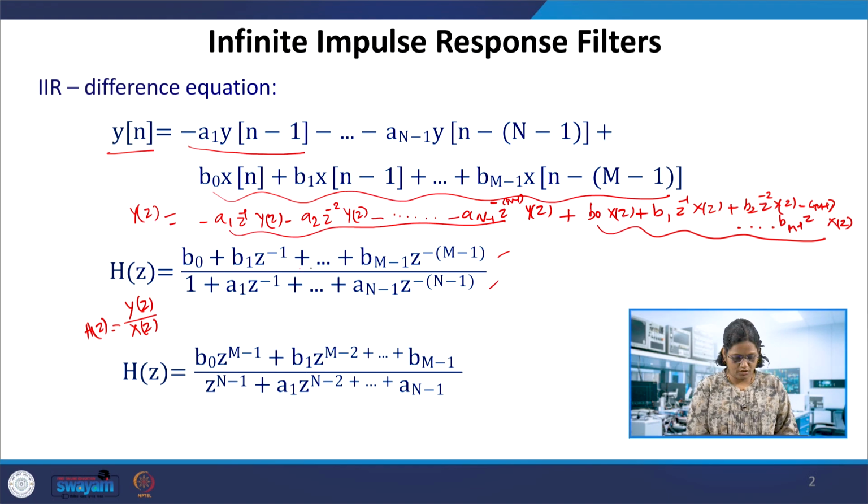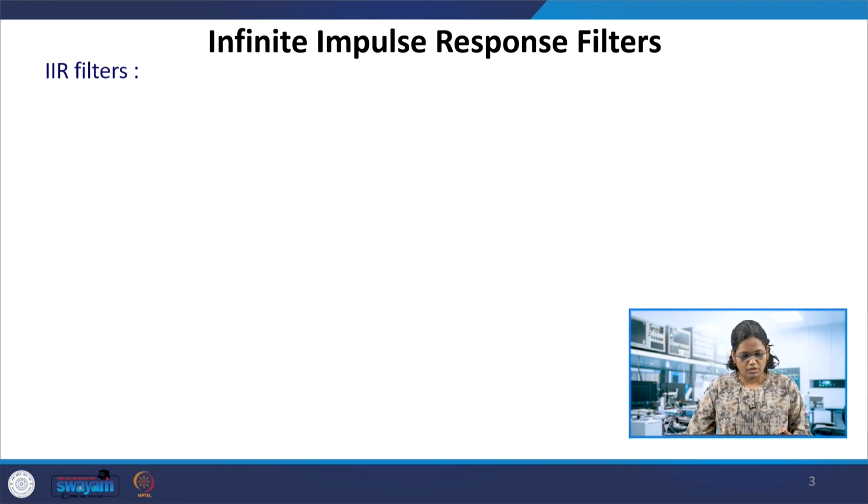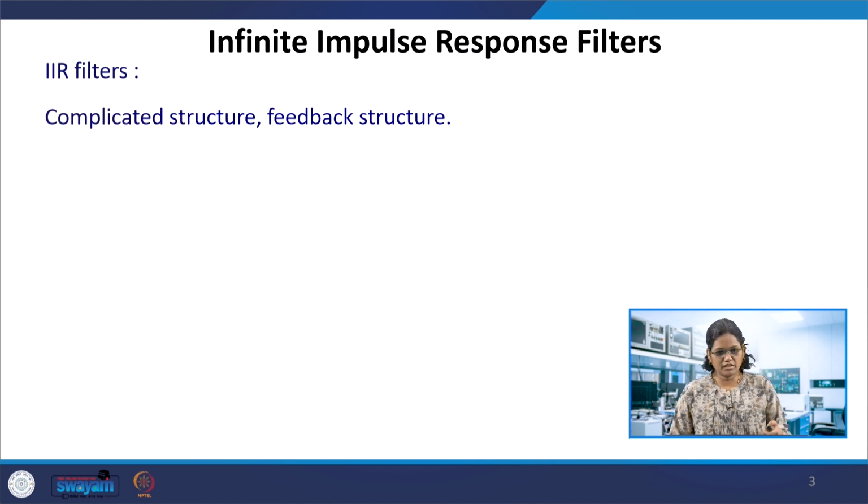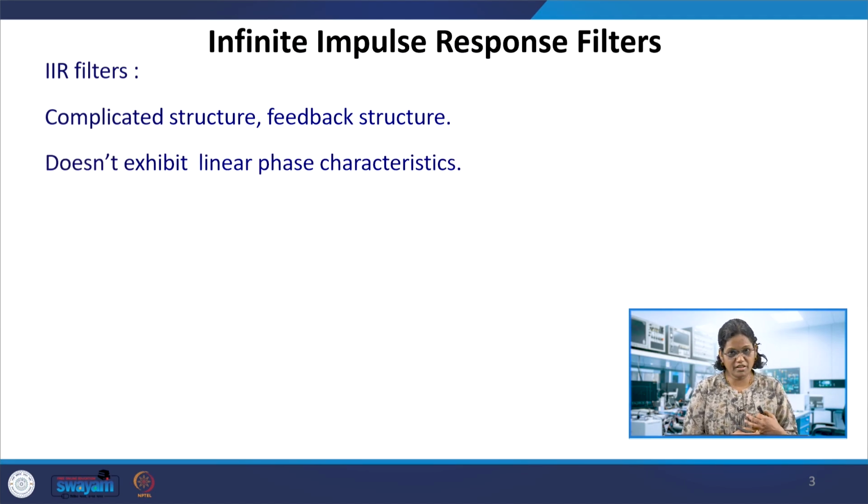We can also simplify by taking z^-(M-1) to this side and adjusting the coefficients, getting this in terms of positive powers of z. That is also a form of H(z). Now, a little comparison of what we know from FIR to IIR filter. This is a complicated structure which has past outputs also in the equation. So it has a feedback structure and doesn't exhibit linear phase characteristics.